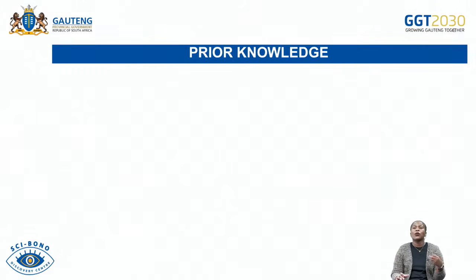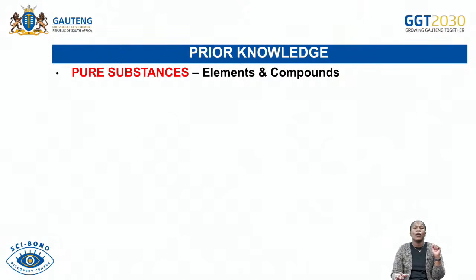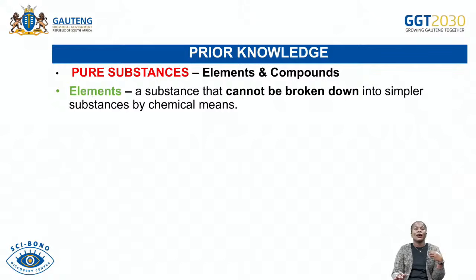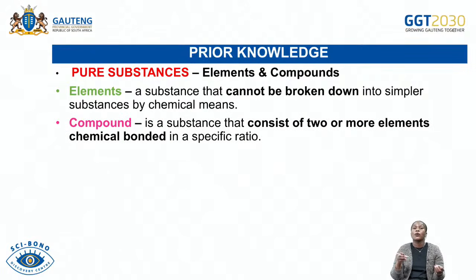All right, so let's look first at the prior knowledge. What is it that we know about this specific chapter that we should remind ourselves of? Remember that we had said that pure substances can be in the form of an element or in the form of what? Of a compound. We even went further to explain and define what an element is. We said an element is a substance that cannot be broken down into simpler substances by any chemical means. However, when we look at the compound, we say it is a substance that consists of two or more of the elements that are chemically bonded to each other at a specific ratio.